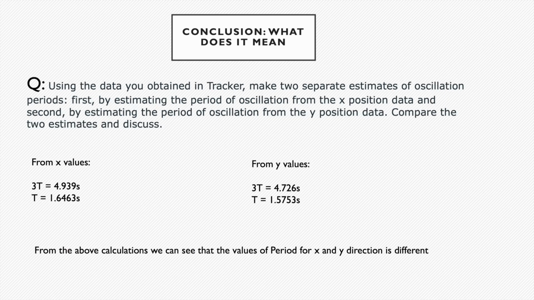The second question, I had to make two estimates of the oscillation period. So from the x values, I found the period to be 1.6463 seconds, and from the y values, it came out to be 1.5753 seconds. So we can see from the above calculations that the period for the oscillation in the x and y direction is different.